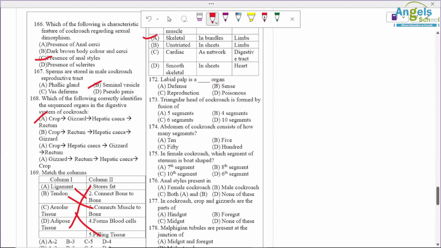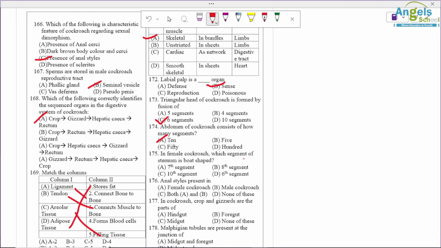Labial palp is an organ, a sense organ, and it senses food. The triangular head of cockroach is formed by fusion of 6 segments. In embryonic development there are 6 segments, which fuse together and form one segment of the head in the adult cockroach. Abdomen of cockroach consists of how many segments? It has 10 segments. Here male or female is not given, so we have to consider 10 segments only.